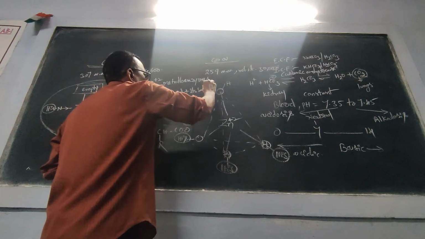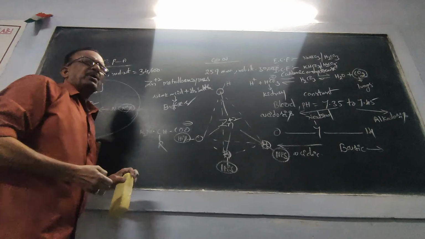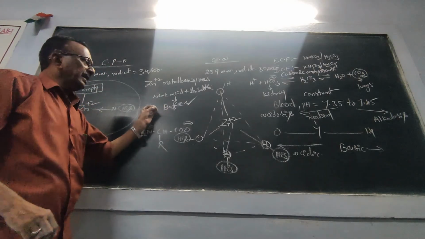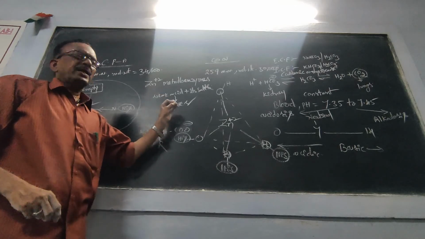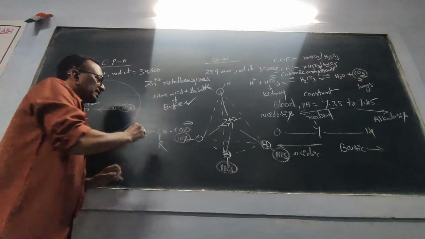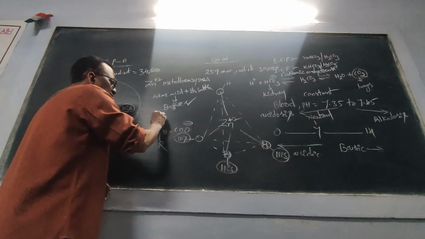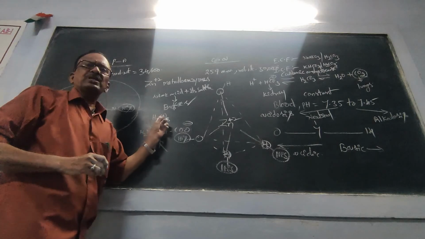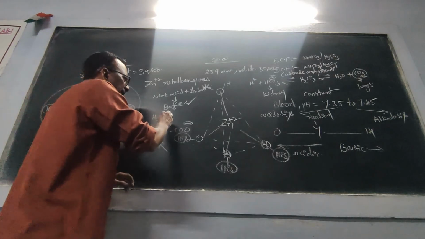That solution is called a buffer solution. So what is the speciality of this buffer solution? It will maintain a constant pH. So here, weak acid, which weak acid is functioning in our body? Carbonic acid. H2CO3 is called the carbonic acid, and its salt.